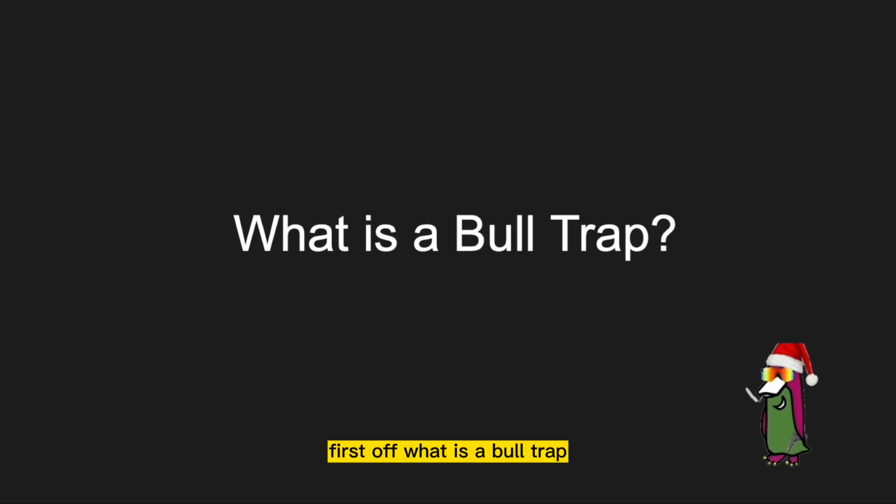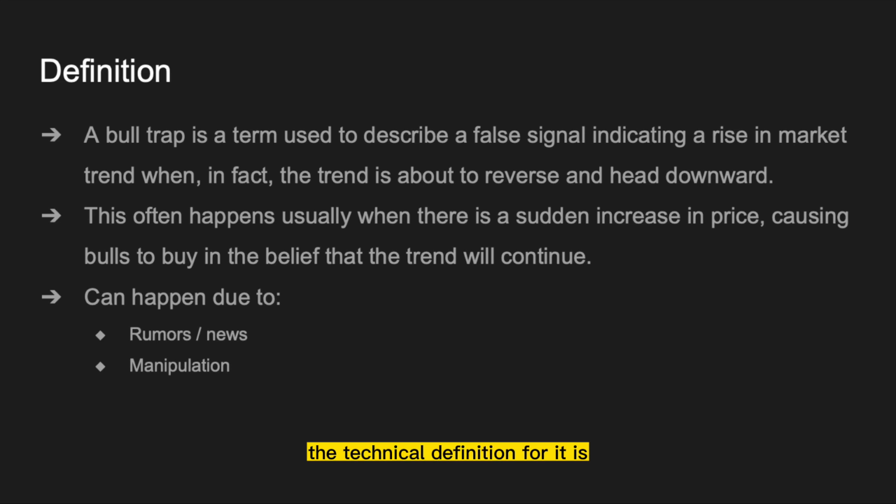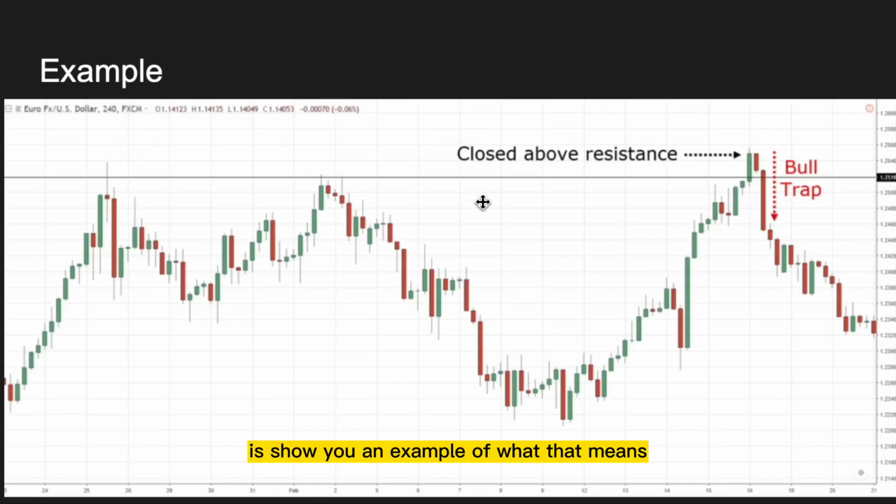So first off, what is a bull trap? The technical definition for it is a term used to describe a false signal indicating a rise in market trend when in fact the trend is about to reverse and head downward. This usually happens when there's a sudden increase in price, causing bulls to buy in the belief that the trend will continue up. This can happen due to rumors, news, or manipulation from bears just trying to stop hunt, liquidity hunt. And next, the best thing to do is just show you an example of what that means.